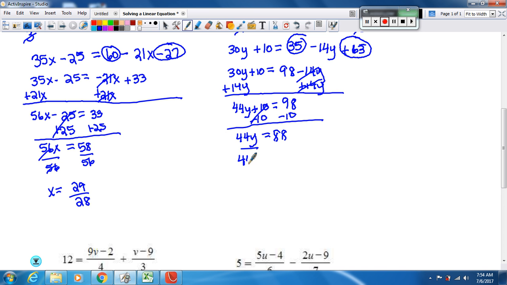Divide both sides by 44. Okay, you can divide these by 4. Let's do that. Okay, 88 divided by 4 is 22. And 44 divided by 4 is 11. You can still go. It goes evenly. 22 divided by 11 is 2. So the answer for that one is y equals 2.